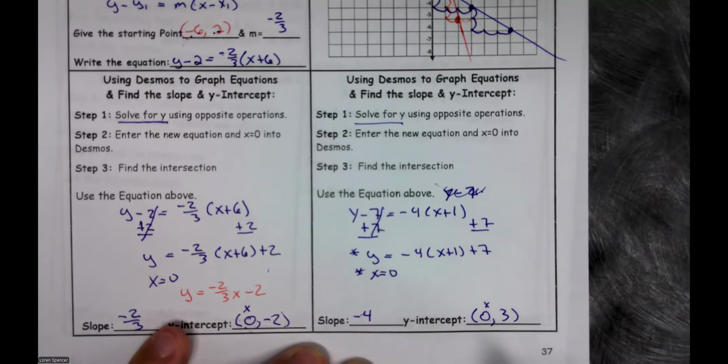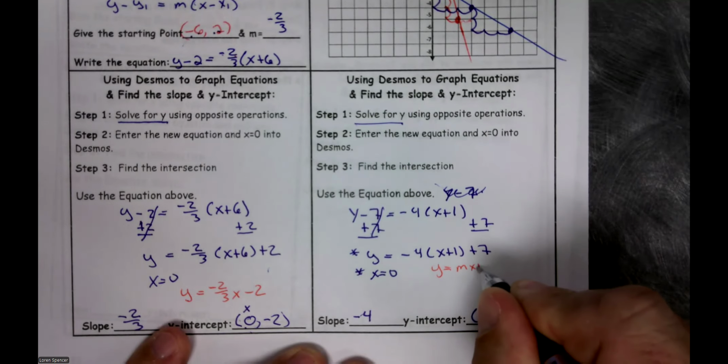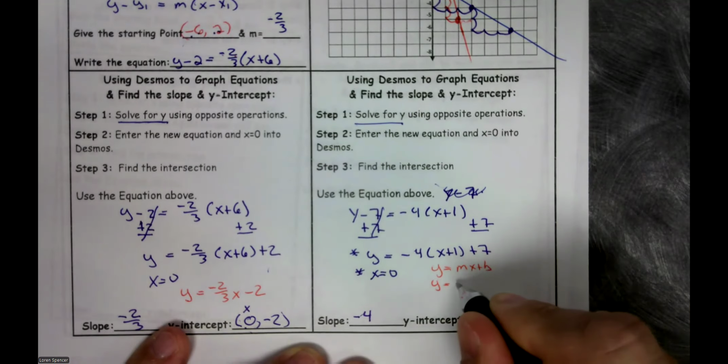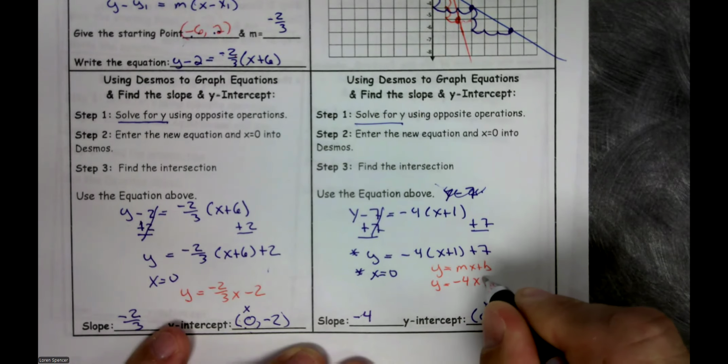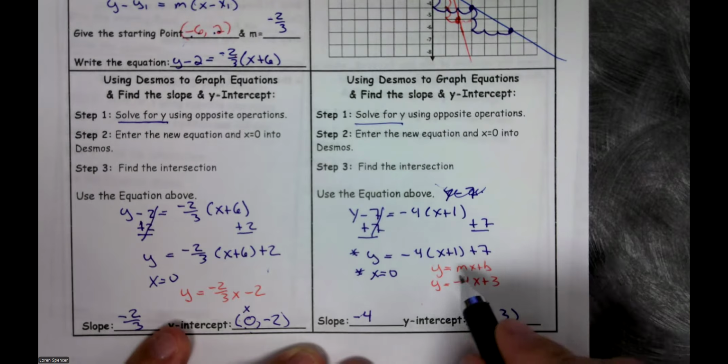All right, so we have 0, 3 is my y-intercept. And then if I wanted to write it in y equals mx plus b form, I have everything to do that. I can go y equals -4x plus 3. And even though I didn't ask for it, that's in slope-intercept form, which is a lot easier to work with for some people, including myself. All right, continuing on.